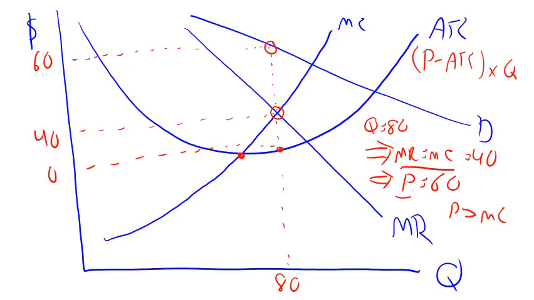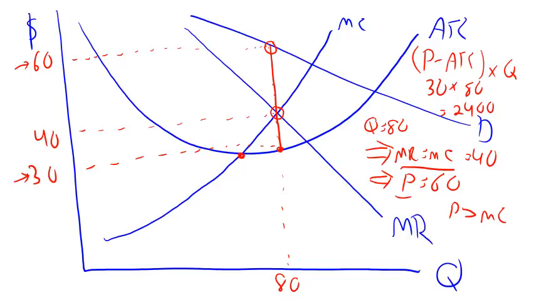This firm will be making this much profit per unit. 60 minus, oh, I goofed up. That can't be 50. That's got to be lower. Must be 30. The firm will be making $30 profit on each unit because it's charging a price of 60 and the average total cost is only $30. It's producing a total of 80 units. So it's probably 24 with 2 zeros, $2,400.